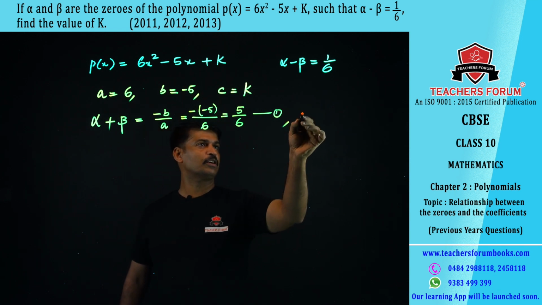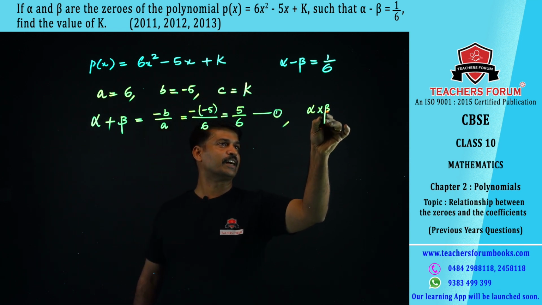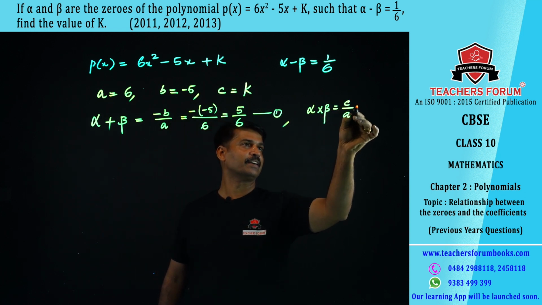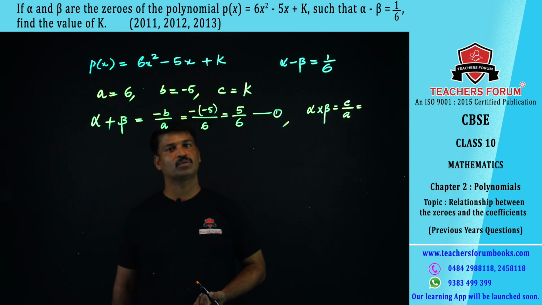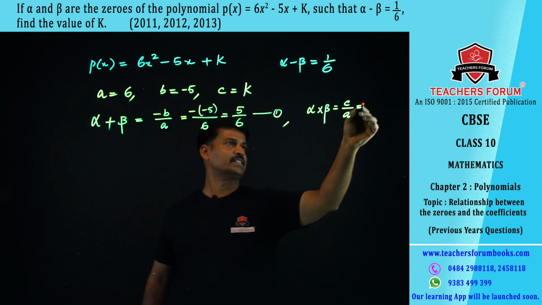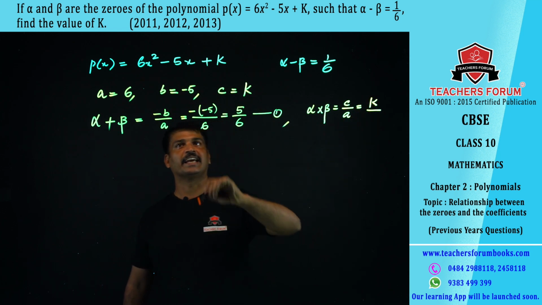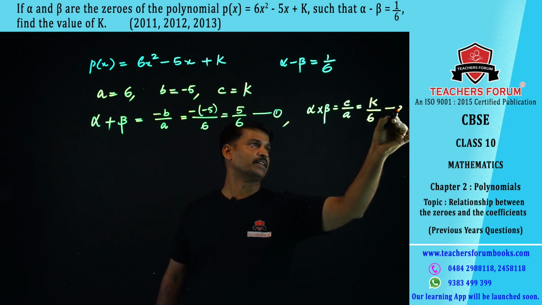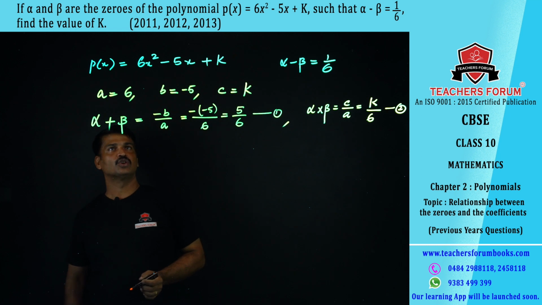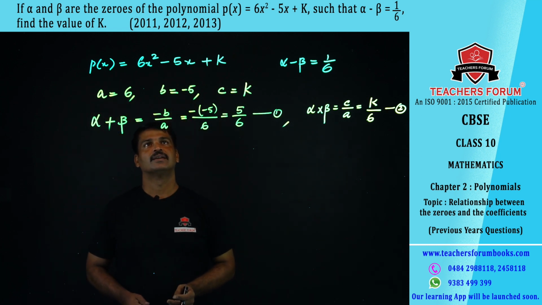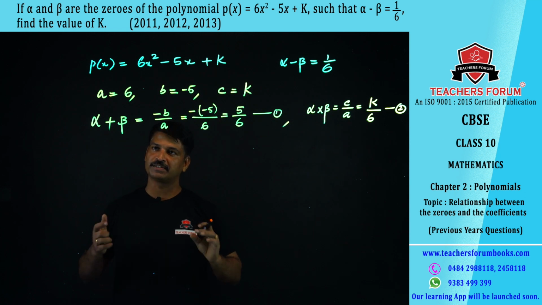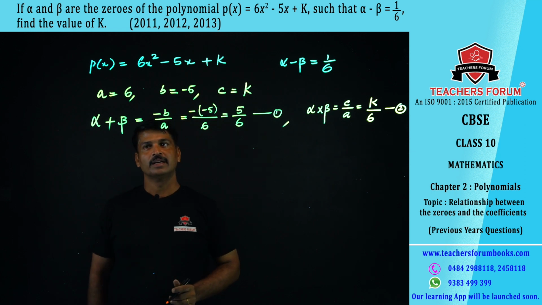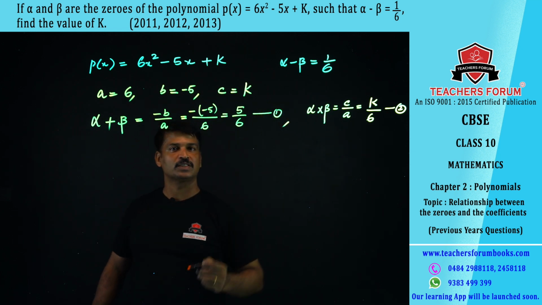Now next you have to find out what is alpha into beta. You know what is alpha into beta? Alpha into beta is c by a, that is constant term by coefficient of x square. What is c here? C is k and what is a? A is 6. So alpha into beta is equal to k by 6. Let it be the second one. Whenever you are given a quadratic polynomial, you should first find out alpha plus beta and alpha into beta.